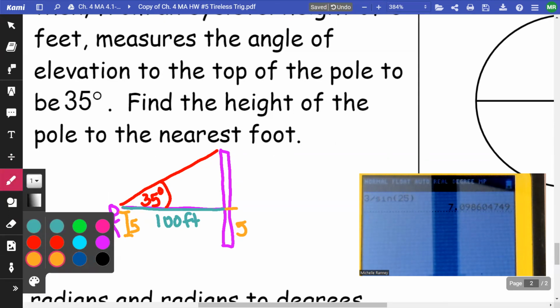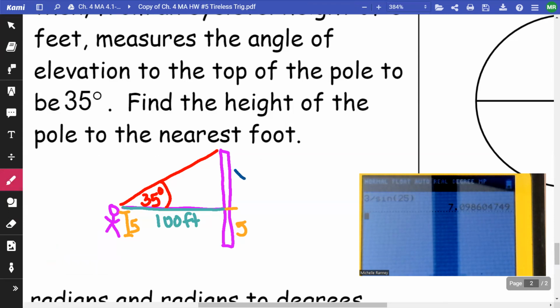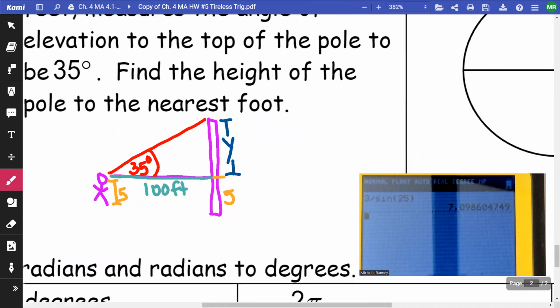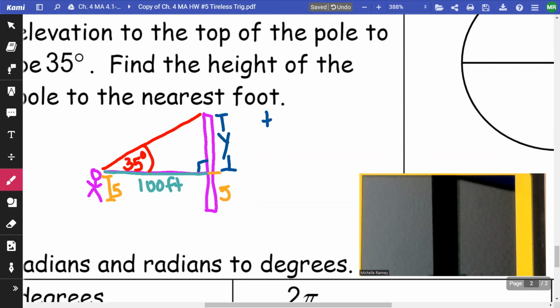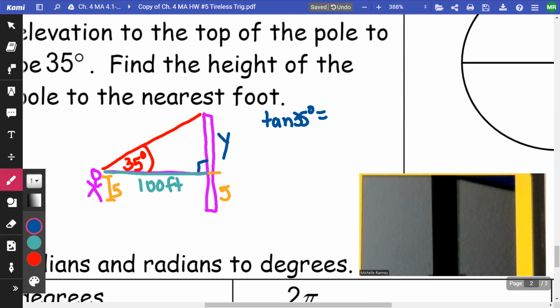So the first thing I'm going to do is try to find this. I'm just going to call this Y, and that is from here to here. So to do that, I am going to have opposite and adjacent. So I'm going to do tangent of 35 degrees is equal to opposite, which is my Y, over adjacent, which is 100. So I'm going to have 100 tangent of 35 degrees is equal to Y.